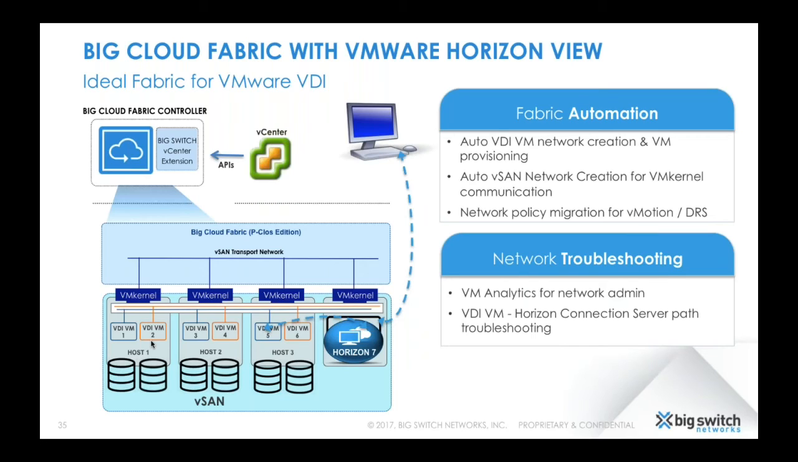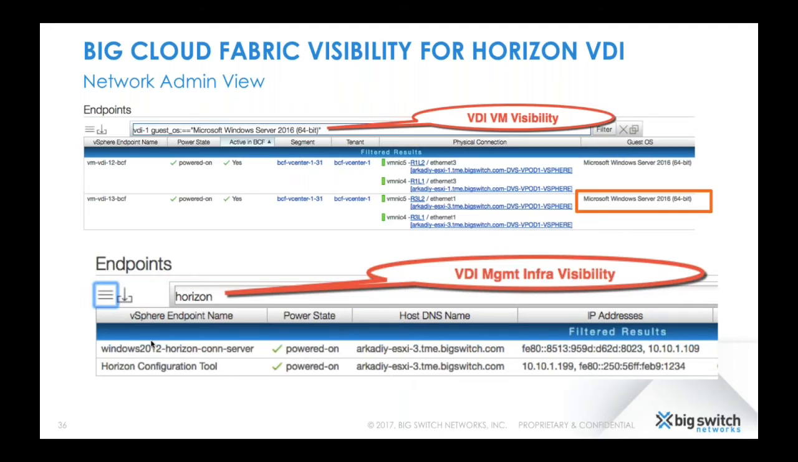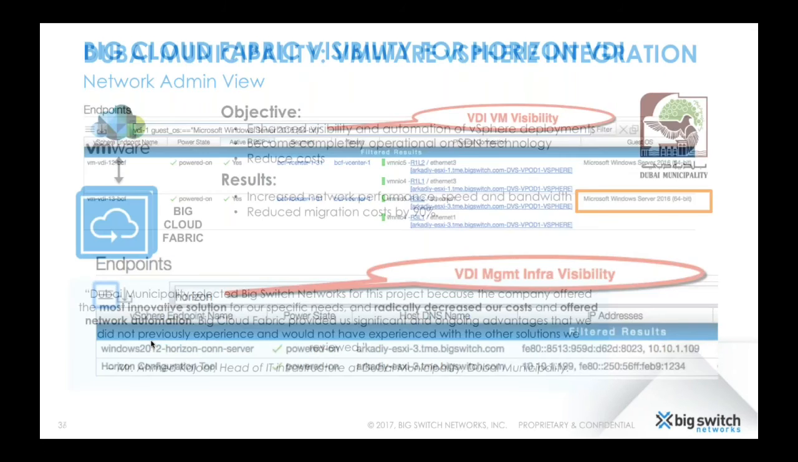VDI is now a first-class citizen on Big Cloud Fabric. As VDI is deployed along with vSAN, all of these benefits are extended to VDI VMs, including the ability to search VMs based on the guest OS. So now one can say, find VMs that have Windows 10 or Windows Server 2016, or even an older version of Windows Vista. One can easily identify those VMs. And specifically, the Horizon workloads are also identifiable, and a great way for a network admin to see that these applications are connected and operating as intended in the network environment.